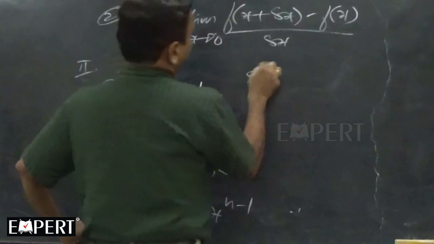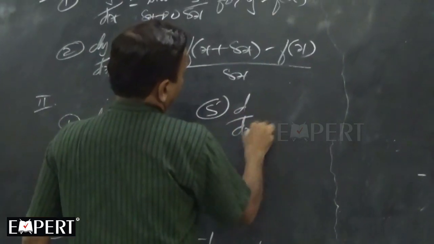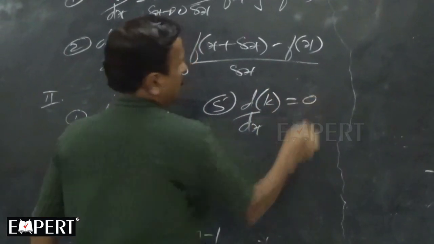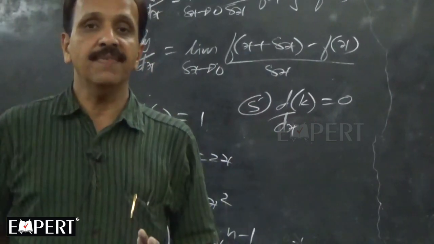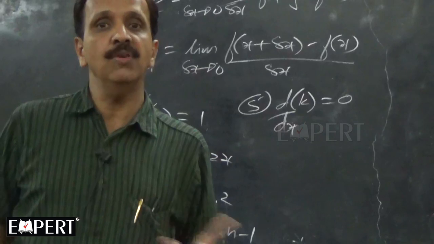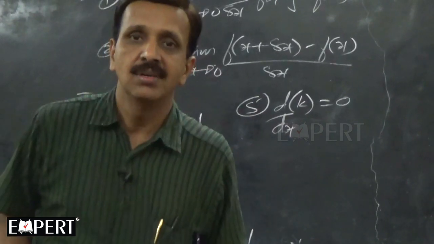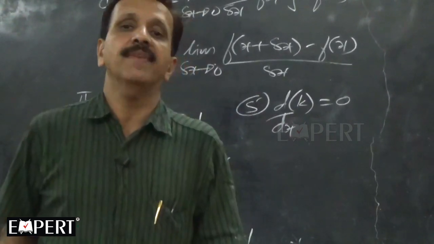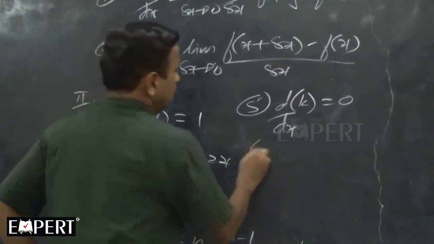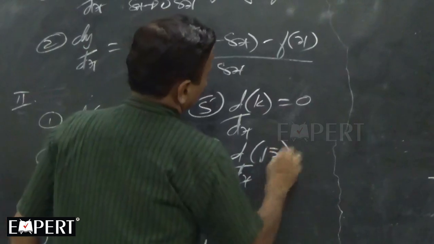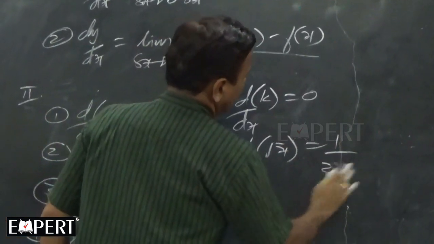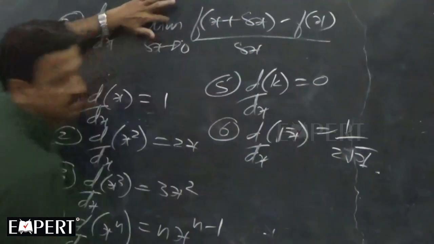Okay, next, fifth one, derivative of a constant is equal to 0. I have given the example. A constant function means there is no variation. If there is no variation, measure of variation is 0. That's why derivative of a constant is 0. Sixth one, derivative of root x is equal to 1 by 2 root x. All these formulae can be proved with the help of this.